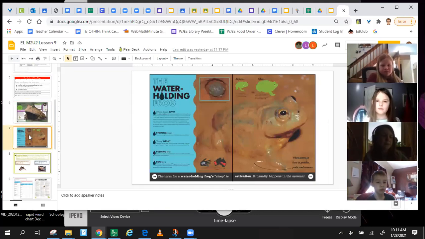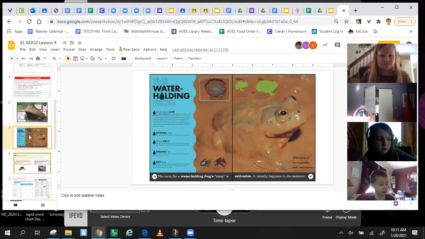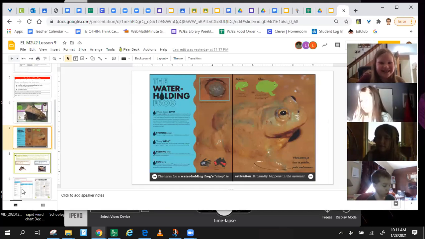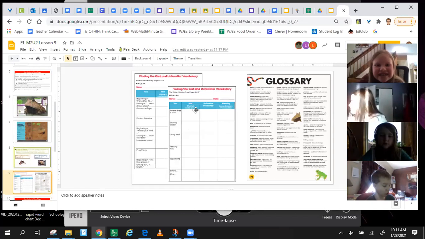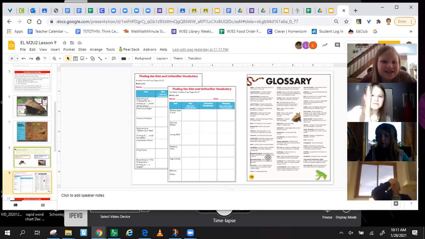Now remember, I know it's been a while since I gave the instructions at the beginning of class because we had a little interruption there. But your job is going to be to fill out some pages. I'll tell you what pages in a moment and which frog you are. You and a partner are going to become experts. It's finding the gist and unfamiliar vocabulary. One is for the Amazon horn frog, one is for the water holding frog. If you weren't sure, you might be able to find some of your words in the glossary. We also have your dictionary available to you.